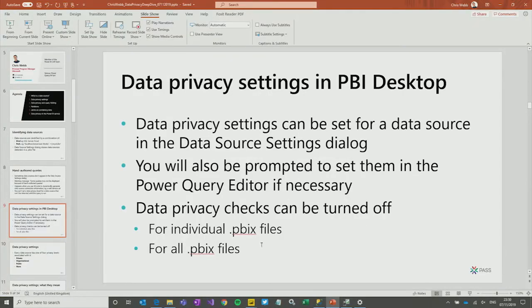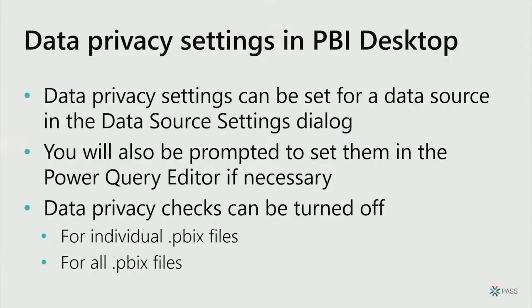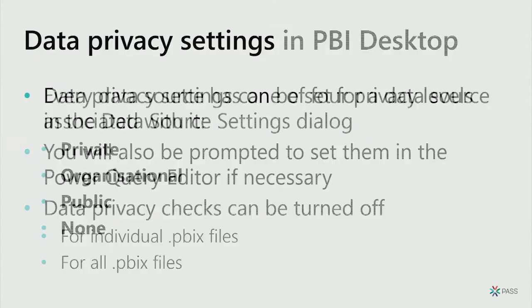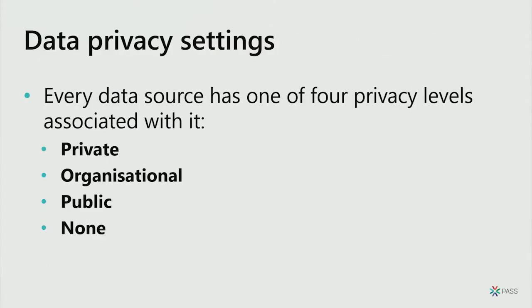So we've got these data privacy checks, we've got these data privacy levels set for a data source. What do these data privacy settings actually mean? For an individual data source, there are 4 data privacy settings that we can choose from: private, organizational, public, and none.